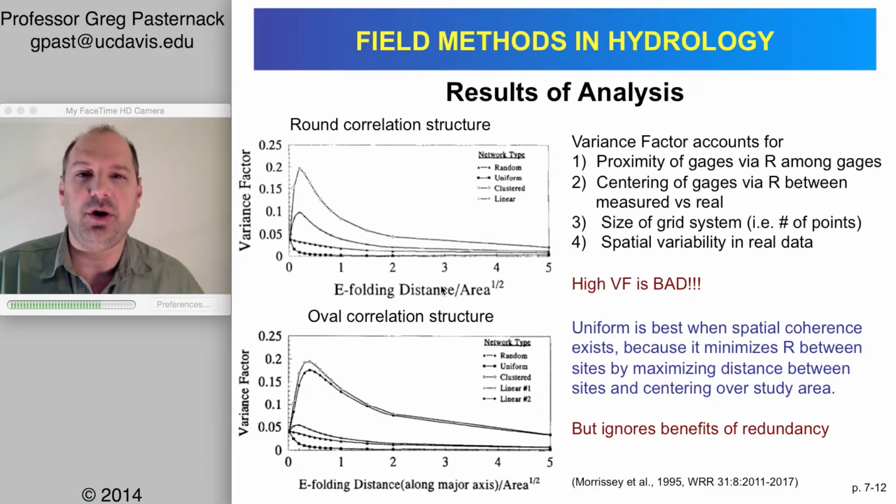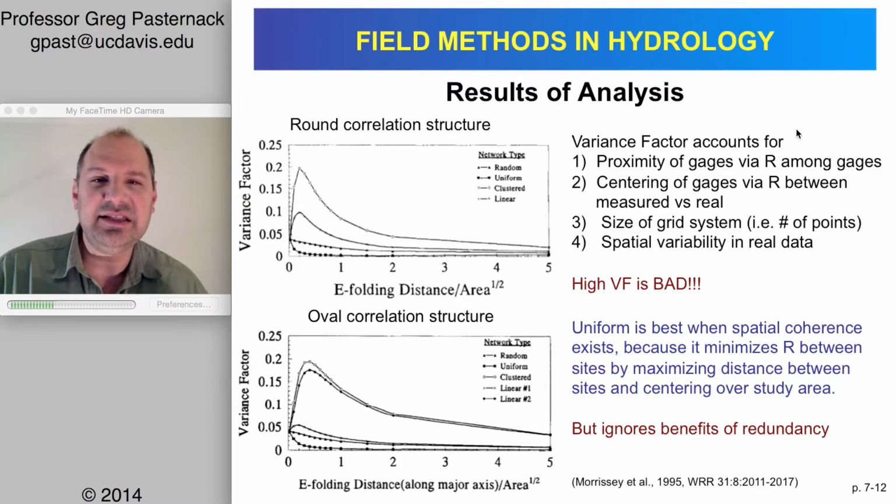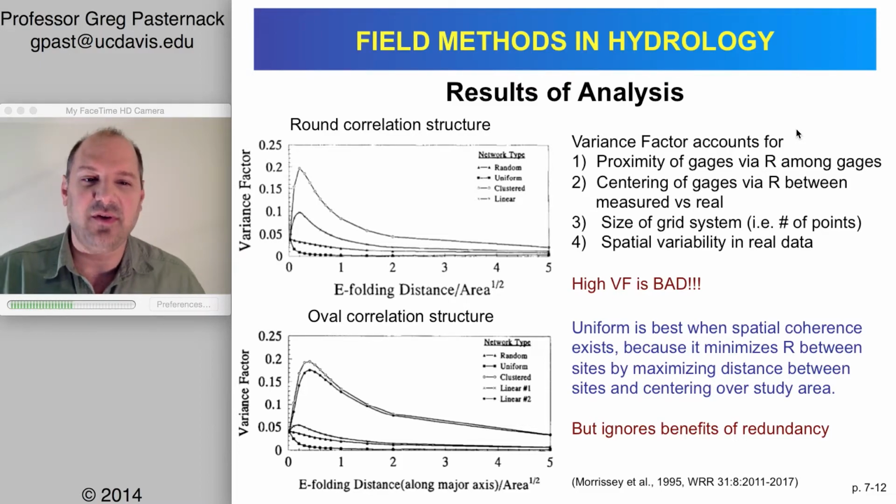It's not that important to show you the math underlying the variance factor. If you really want to learn, I've given you the citation to the Morrissey et al. paper in the journal Water Resources Research in 1995. What you need to understand conceptually is that the variance factor accounts for four things: the proximity of the gauges to each other, how well the gauges are centered on the correlation structure, the number of samples that you have and the overall size of the system, and then the amount of spatial variability that you have in the real data.